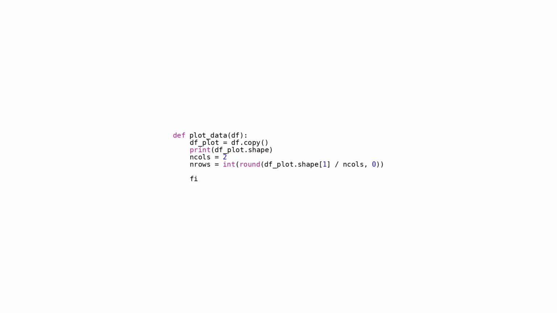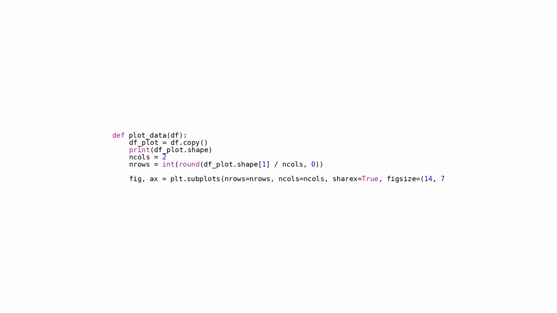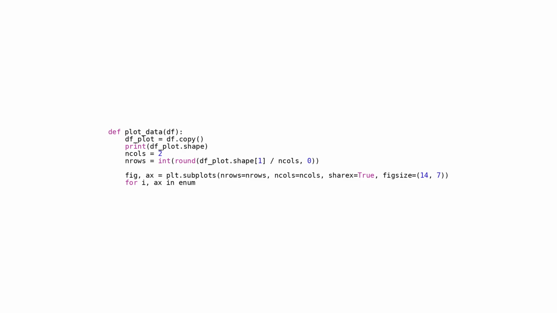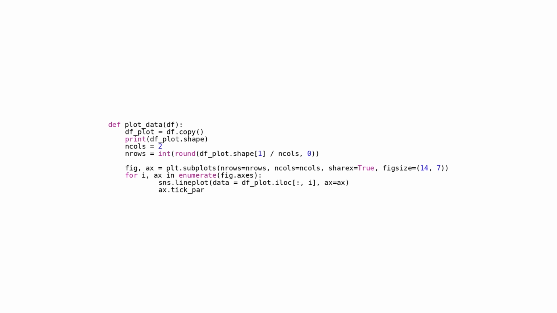This code creates a function named plot_data that takes a DataFrame as its input. The function makes a copy of the DataFrame and calculates the number of rows and columns needed for the plot based on the DataFrame's shape. It then uses Matplotlib to generate a subplot figure with the defined number of rows and columns.